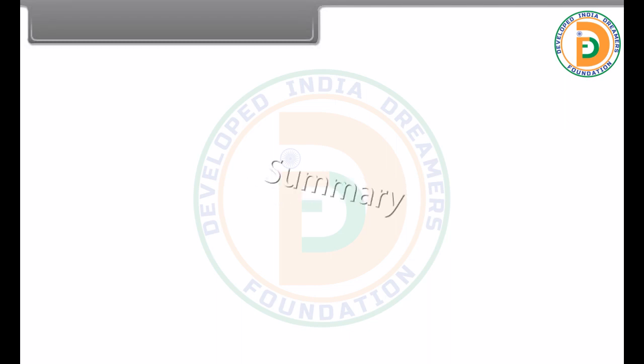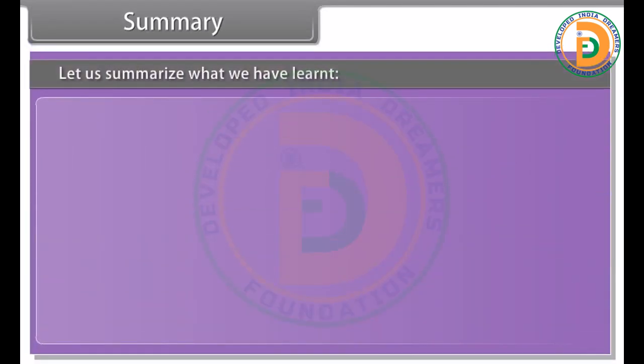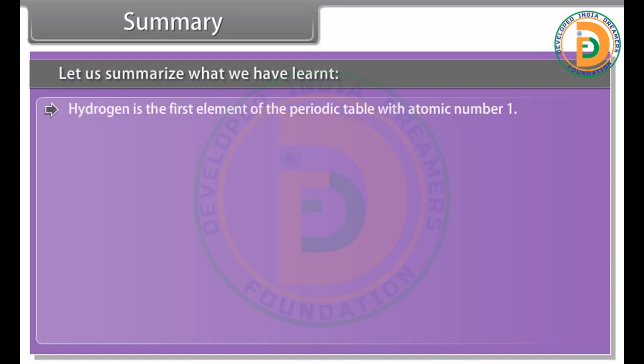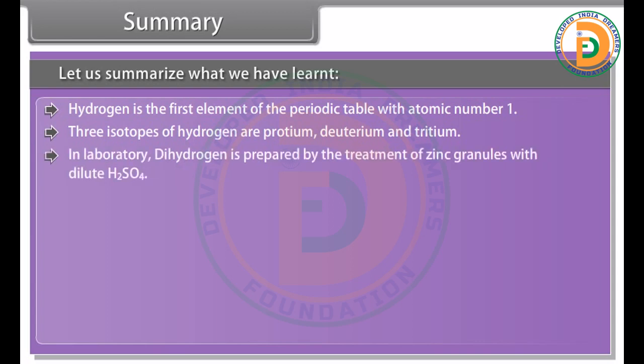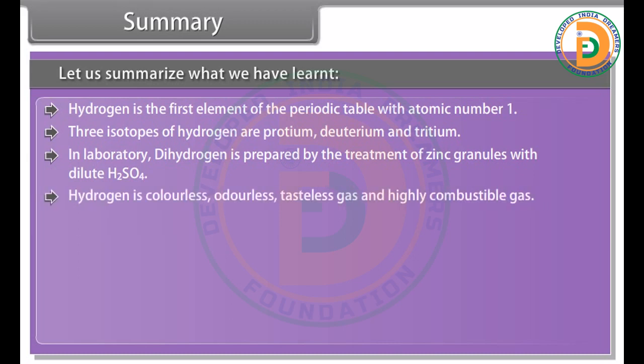Summary. Let us summarize what we have learned. Hydrogen is the first element of the periodic table with atomic number 1. Three isotopes of hydrogen are protium, deuterium and tritium. In the laboratory, dihydrogen is prepared by the treatment of zinc granules with dilute sulfuric acid. Hydrogen is a colorless, odorless, tasteless and highly combustible gas.